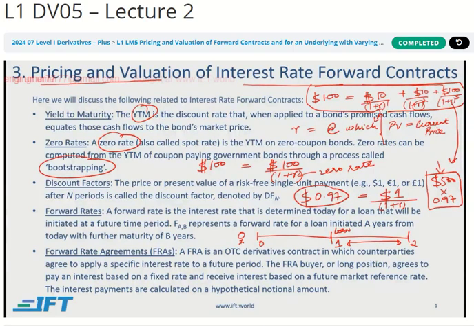So what will be the rate of interest at which we will be able to get this loan if the loan will start after 1 year and it will end after another year?